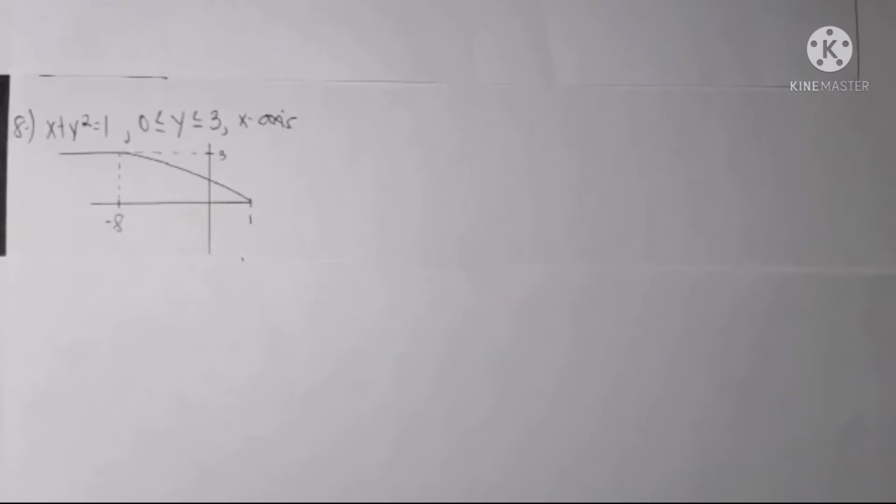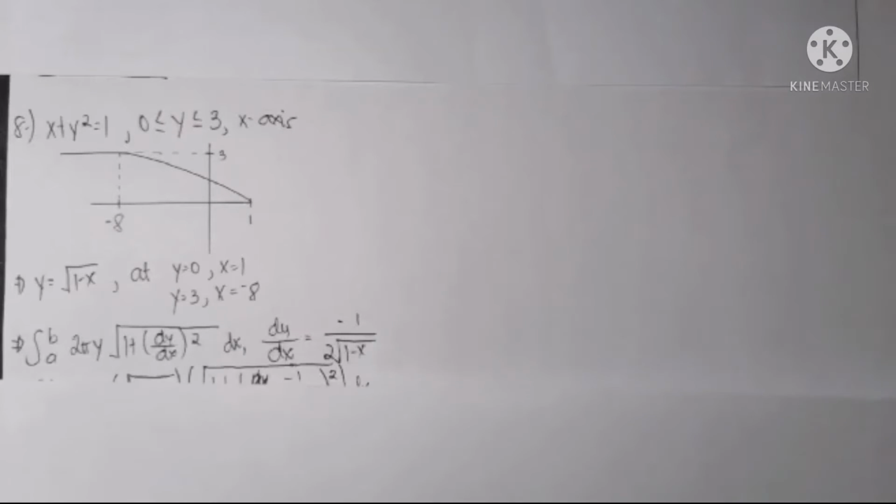x plus y squared is equal to 1, wherein 0 is less than or equal to y is less than or equal to 3, revolved about the x-axis. So this is the graph. y now is equal to the square root of 1 minus x. At y is equal to 0, x is equal to 1; at y is equal to 3, x is equal to negative 8.